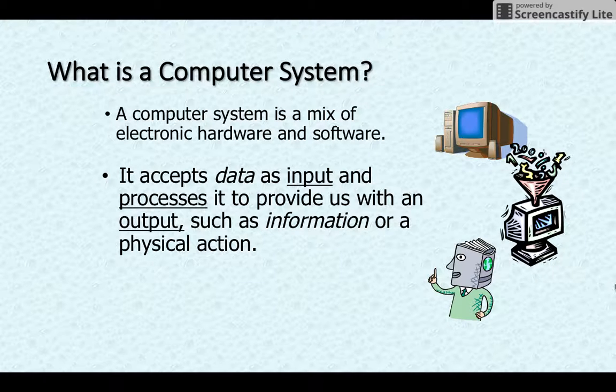So what happens is that a computer system will accept data as its input and then process it to provide us with an output, such as information or a physical action. For example, if you use your mouse to click the X button, that physical action is clicking out of whatever you were in. Hopefully that's making sense to you. If it's not, always feel free to raise your hand and I will physically come over and help you.